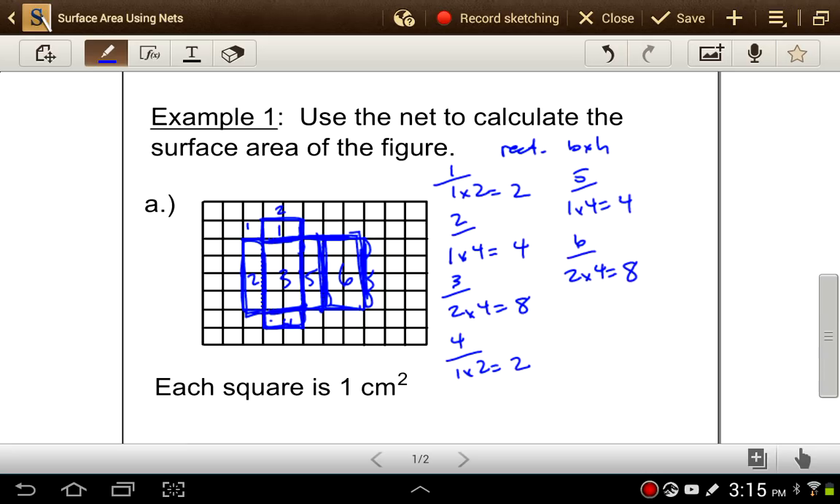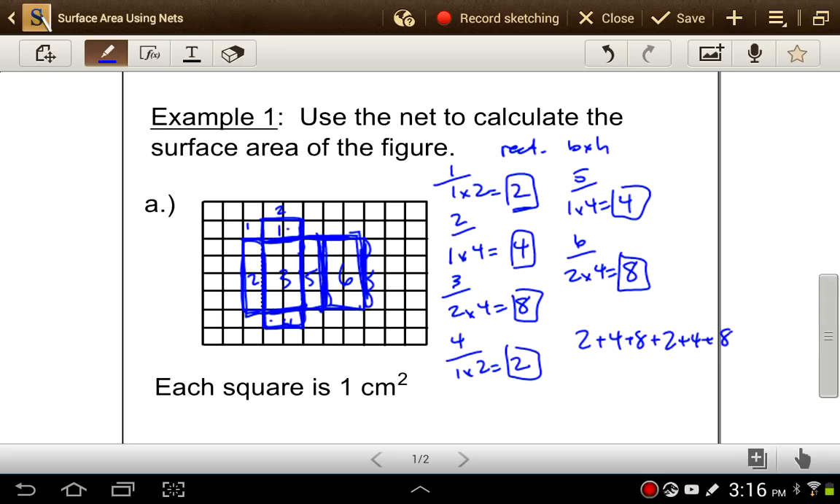Okay, so now that I know the area of each of my 6 different pieces, all I'm going to do with those areas is add them together. That'll tell me the area of the whole piece. You'll notice this is very similar to a regular figure's area. So I add those up: 2 plus 4 plus 8 plus 2 plus 4 plus 8. When you add those up, you get 28 centimeters squared. That is my surface area of this shape.